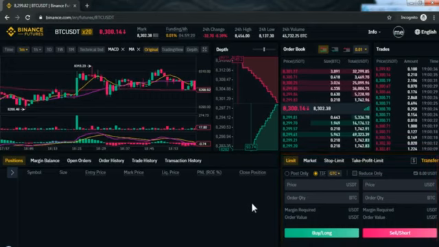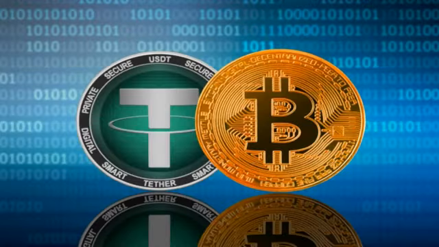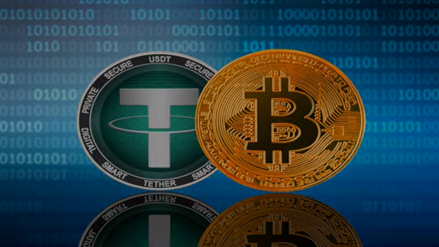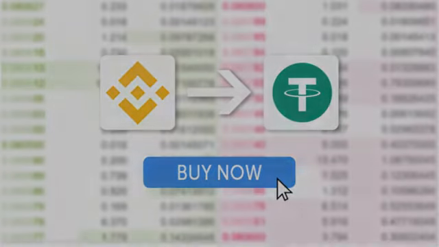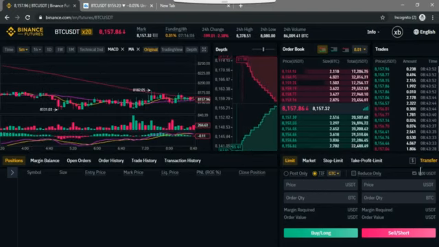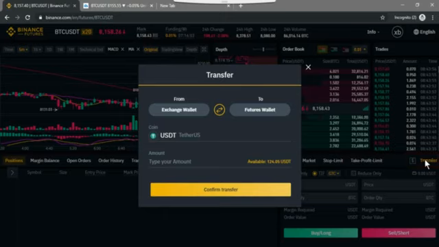Now that we are quite familiar with the interface, let's put in some funds. To start trading Bitcoin futures, you will need to have USDT, or Tether, in your Binance exchange wallet, because currently all products traded on Binance Futures require collateral in the form of USDT, and all their products are priced in USDT. Once you have Tether in your exchange wallet, you can go here to the transfer tab to transfer USDT from your exchange wallet to the futures wallet.